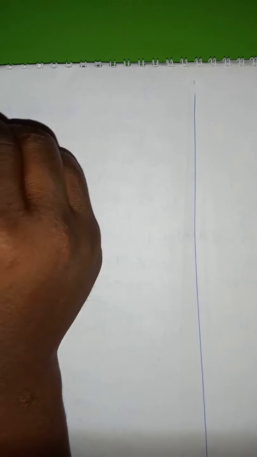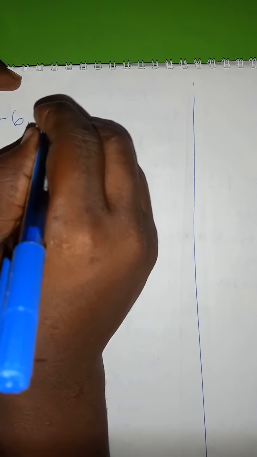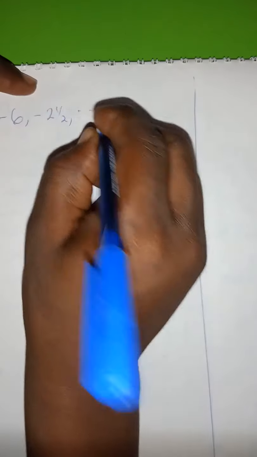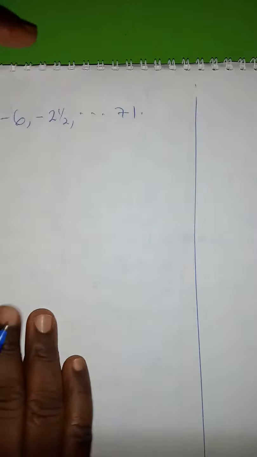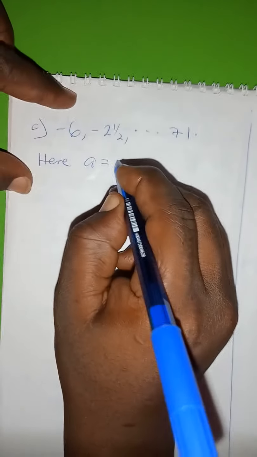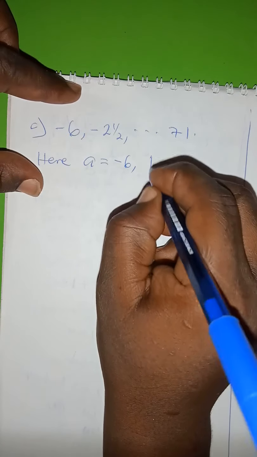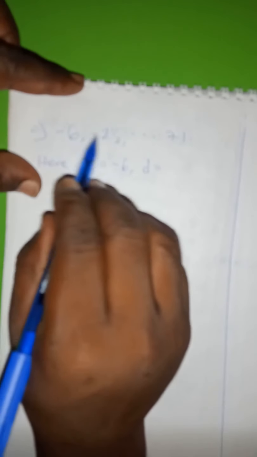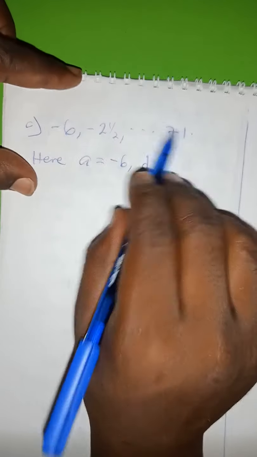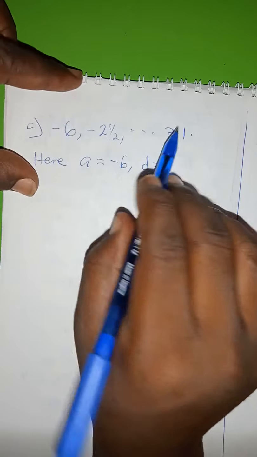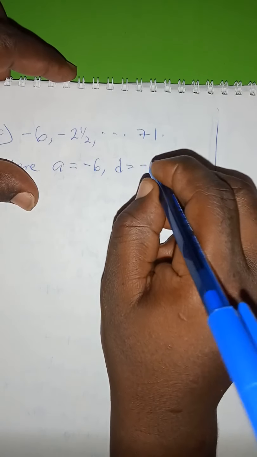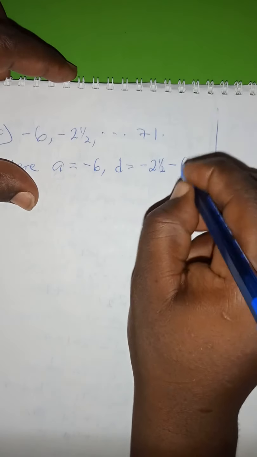The last one is minus 6, minus 2.5, dot dot, then 71. Here A is equal to what? Minus 6. Common difference D is equal to a term minus its preceding term. This minus this, not this minus this, because this and this are not consecutive terms. Okay, so it's going to be minus 2.5 minus minus 6.